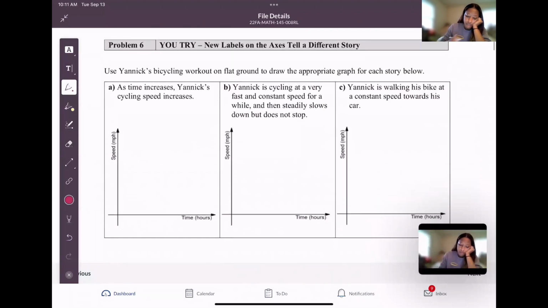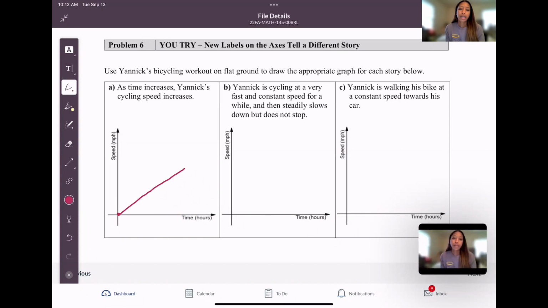On to problem 6. New labels on the axis tell different stories. All right, so Yannick's bicycling workout on flat ground. Use Yannick's bicycling workout on flat ground to draw the appropriate graph for each story below. And for all of these, we're looking at the speed over time, okay? As time increases, Yannick's speed increases. So if he starts off at 0, as the time goes up, his speed is going to continue to go up. Okay, that's just an increasing line.